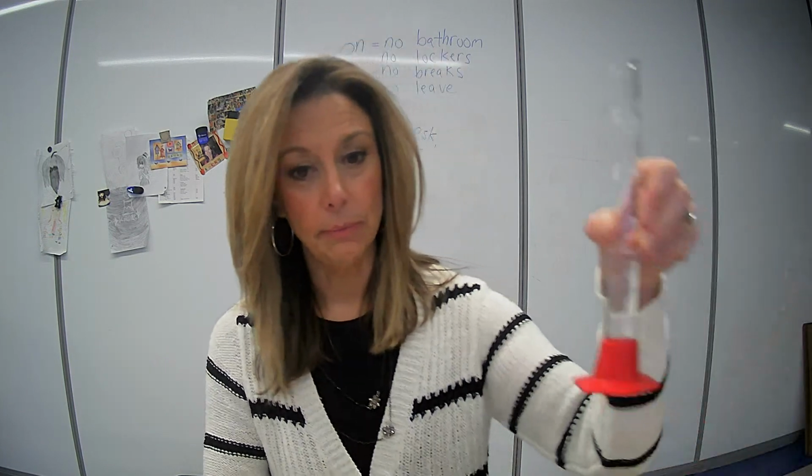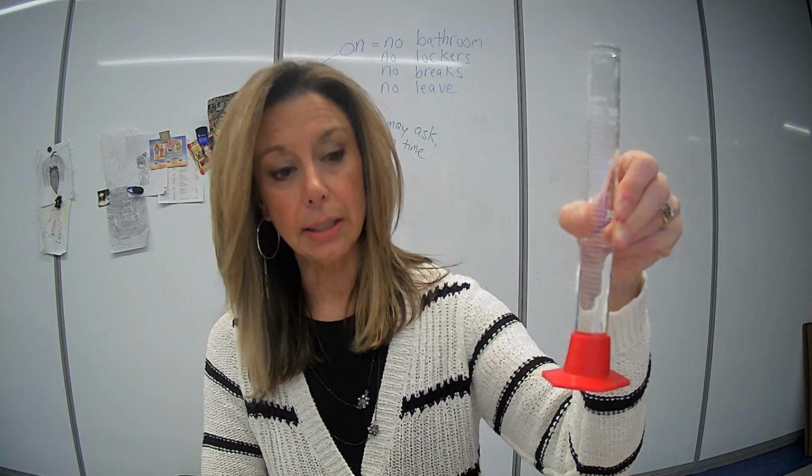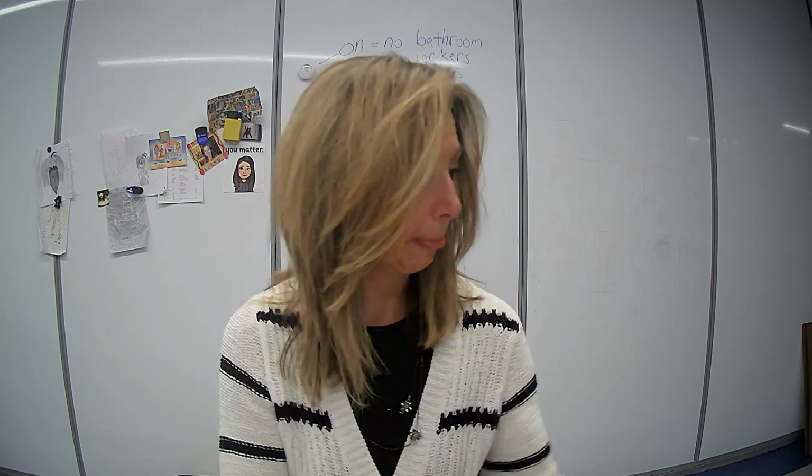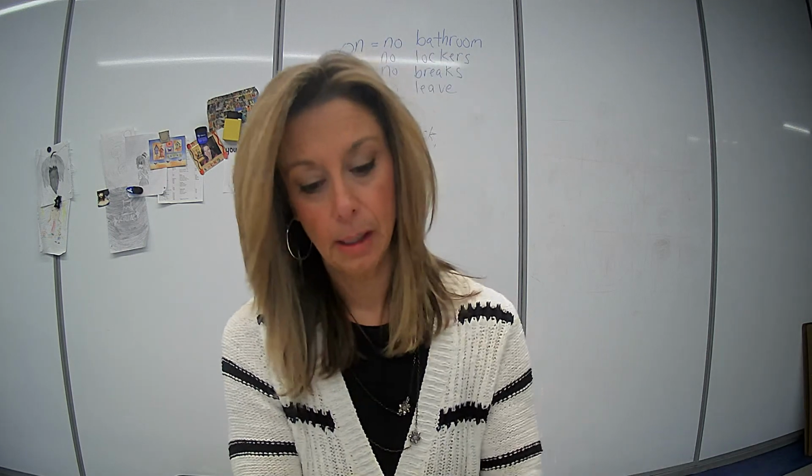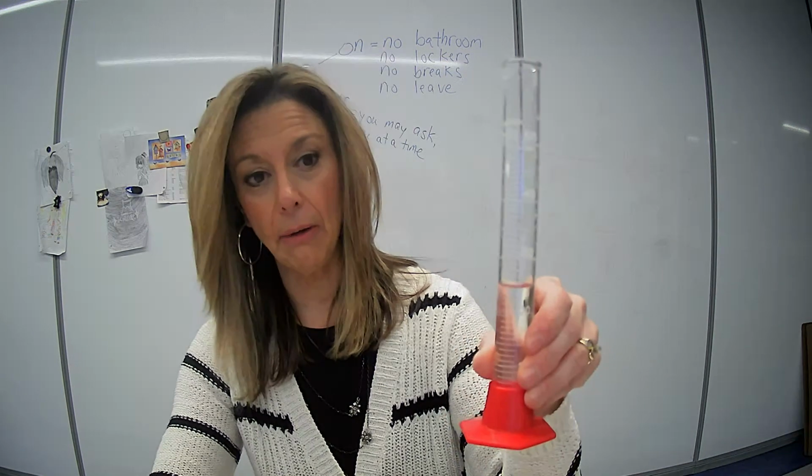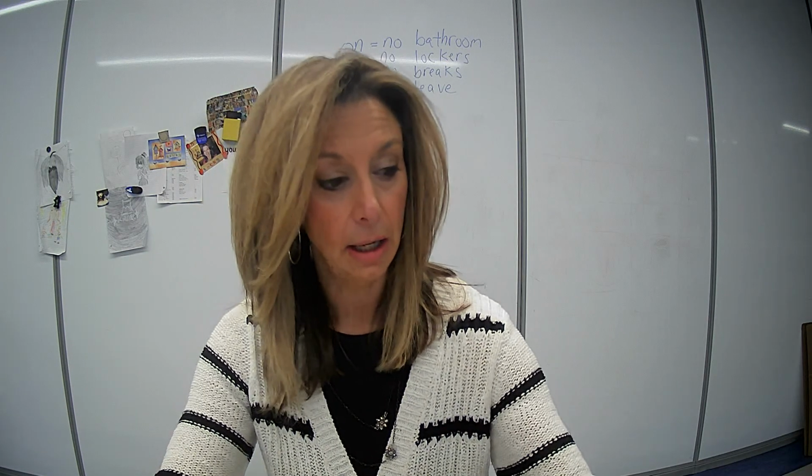For the volume, we're going to be doing the water displacement. We do not need the massing scale anymore, so we're going to turn that off and set it aside. The massing scale is just for mass. This one is for volume. So we're going to be figuring out the volume of all of these little cylinders.